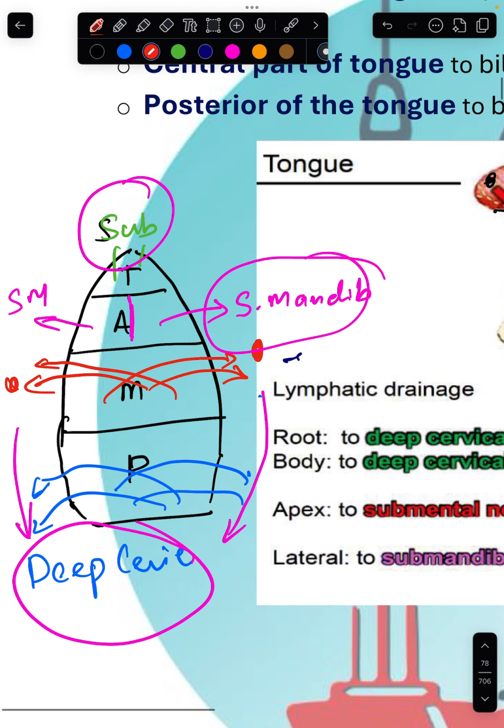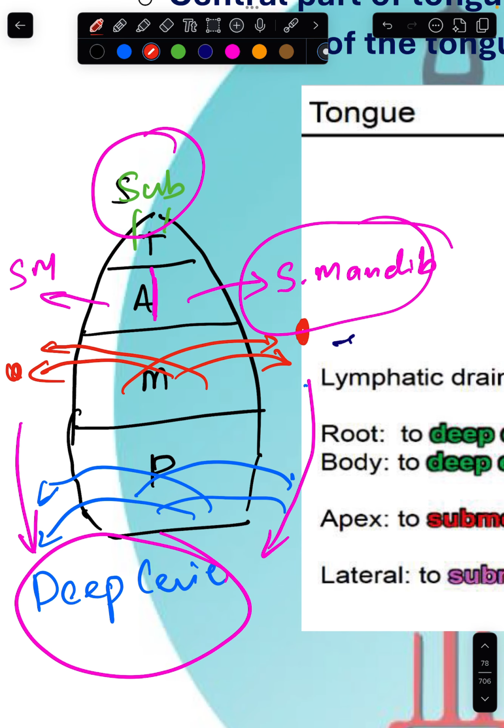You just go to this figure. The tongue is divided into 4 parts. The anterior tip is the submental. The tip goes to the submental nodes. Then there are the middle, anterior, and posterior 3 parts.